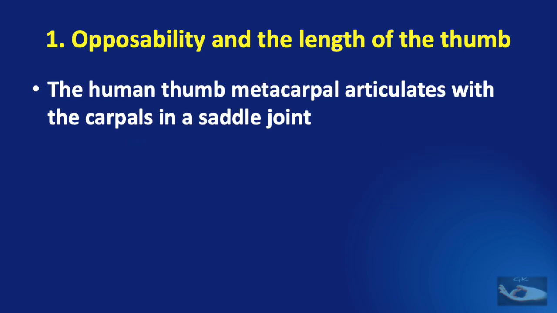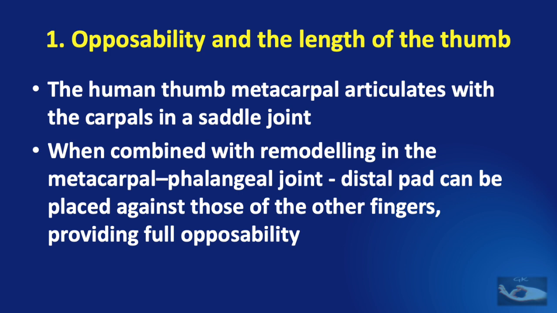Whereas the human thumb metacarpal articulates with the carpals in a saddle joint. This, when combined with remodeling in the metacarpal phalangeal joint, and the distal pad can be placed against those of the other fingers, providing full opposability. And this is what makes the human thumb unique as far as opposability of the thumb is concerned.